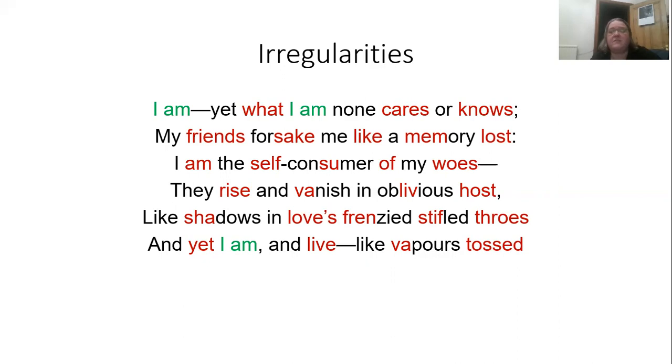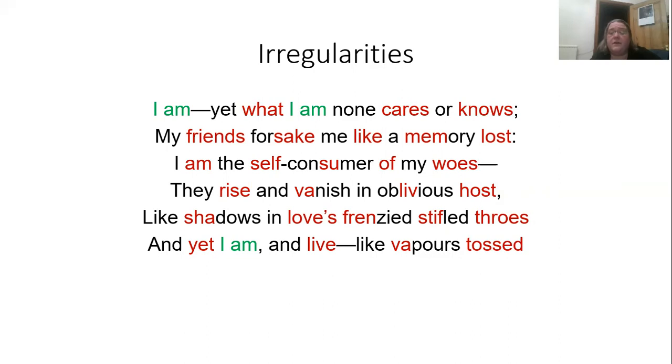My friends forsake me like a memory lost. I am the self-consumer of my woes. They rise and vanish in oblivious host, like shadows in love's frenzied, stifled throes. And yet I am and live like vapours tossed.